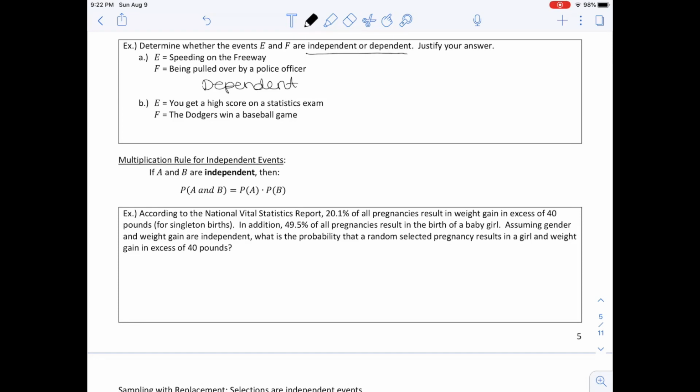And the reason why we would say these are dependent is probably you got pulled over by the police officer because you were speeding on the freeway. Part B says event E, you get a high score on the statistics exam, and event F is going to be the Dodgers win a baseball game. And unfortunately, these have nothing to do with one another. These would be independent events.